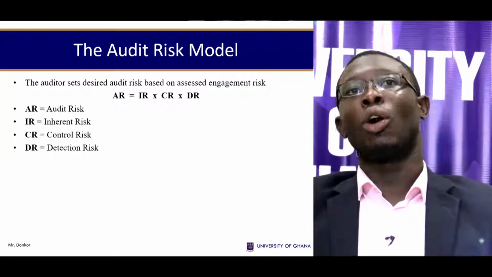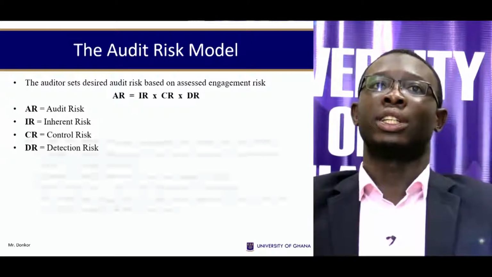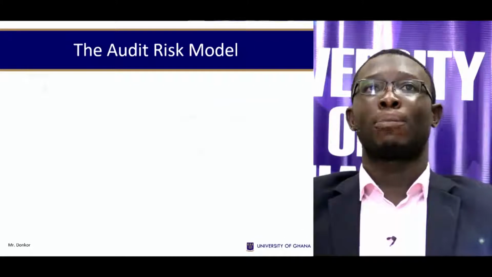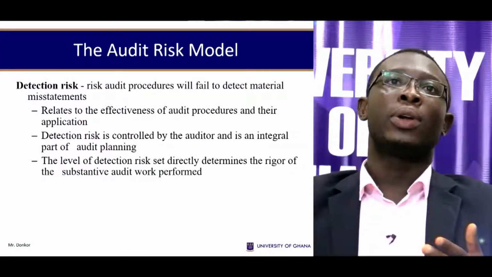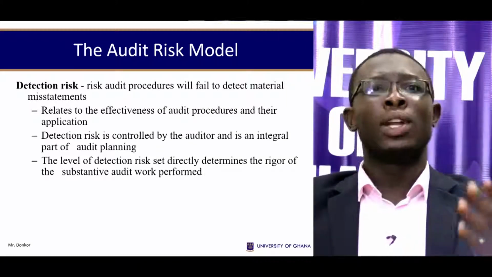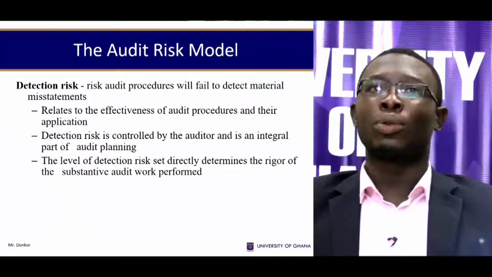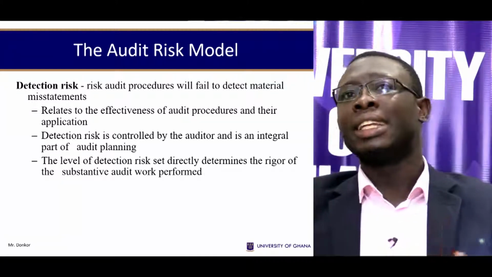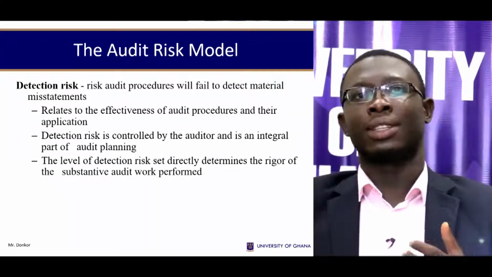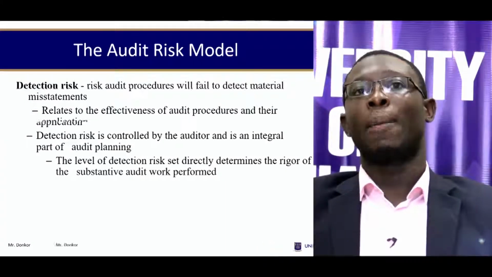Audit risk is a function of the inherent risks, control risk, and detection risks. So let's move on to know what these various risks are. Detection risks: risks that the audit procedures will fail to detect material misstatement. That is, it relates to the effectiveness of audit procedures and their application. Detection risk is controlled by the auditor and is an integral part of audit planning. The level of detection risks set directly determines the rigor of the substantive audit work performed.